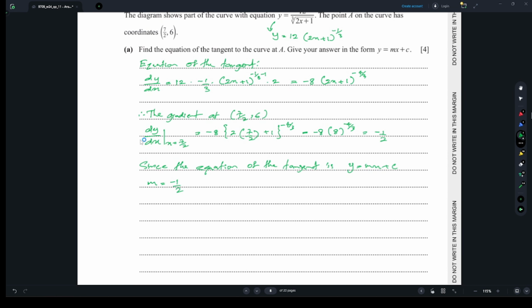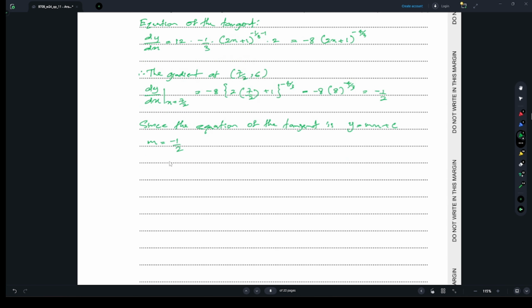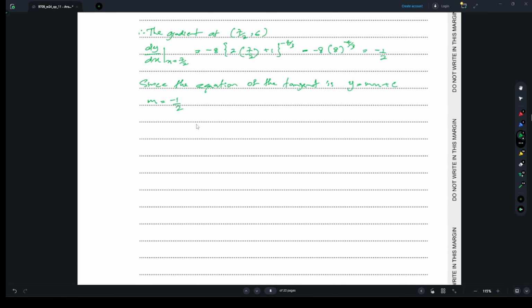Here dy over dx also gives us the tangent, and when you substitute the x value, you will receive the gradient of that tangent line. So then we can use that one here. So m is the gradient. So resulting y equals minus half x plus c. So now we have a problem because we don't know the value for c. So we have to find it.